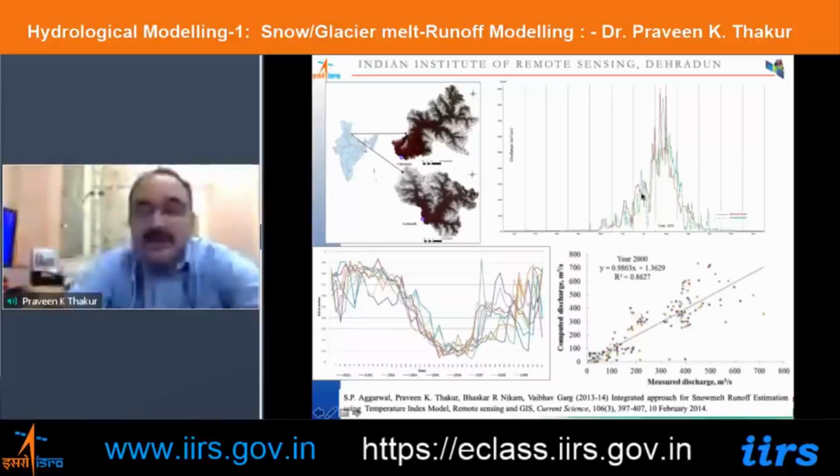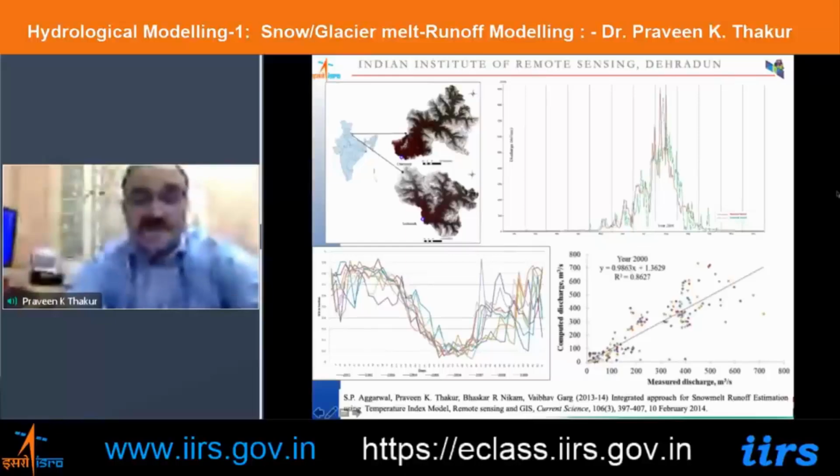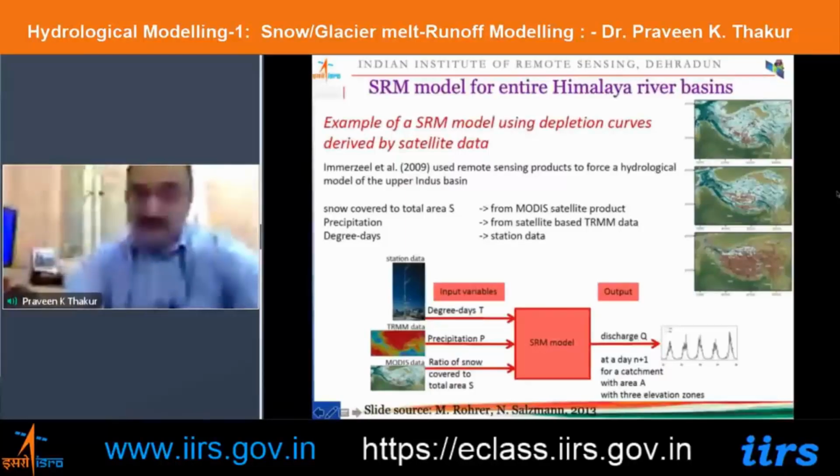Similarly, these peaks and dips may not match exactly. That means your recession coefficient is not calibrated properly. So once you calibrate your recession coefficient and other parameters, then you can match it more accurately. So this model is very popular, because it requires only the precipitation, snow cover area, and number of degree days.